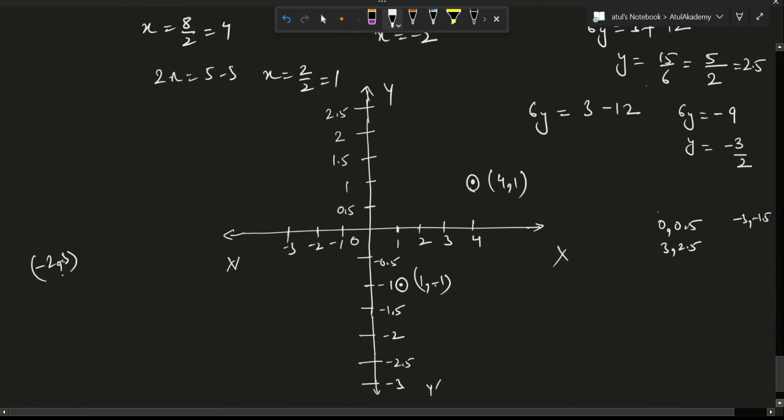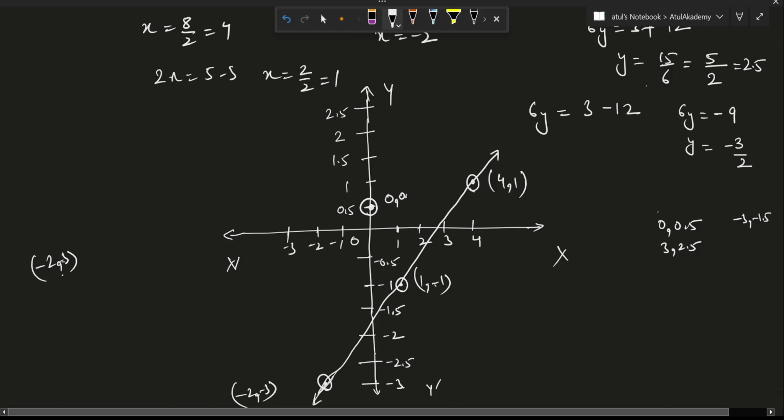Here on the left is -2, -3. It's over here. Let's join this line. Use a scale to join. I'm just trying to make it a straight line, but it didn't come out straight. Yeah, it's a straight line. If you plot it, then 0.5 will come over here. Then 3 and 2.5, and then -3 and -1.5 will be somewhere here.